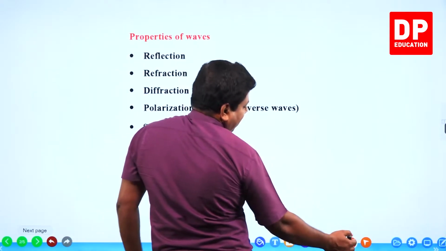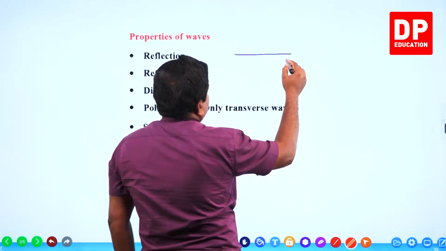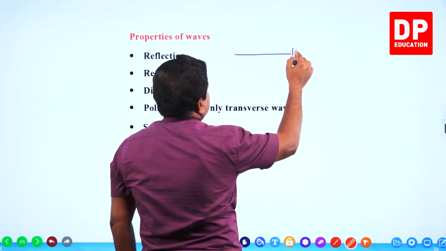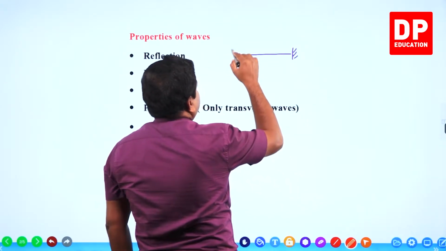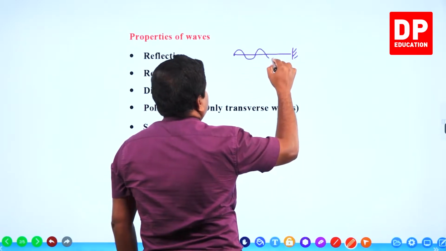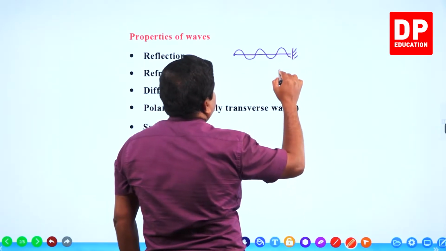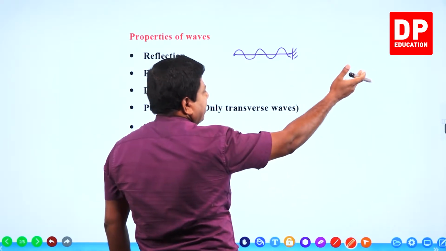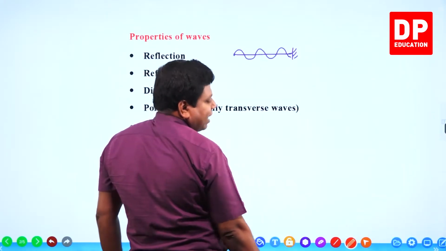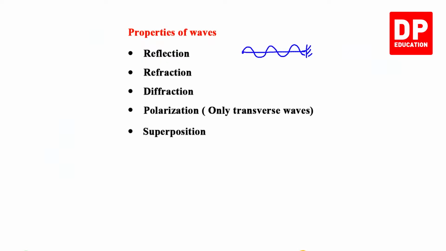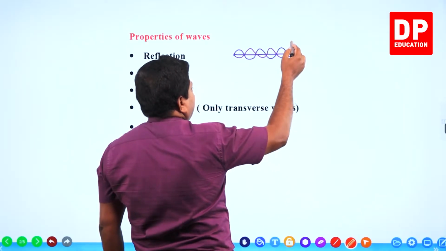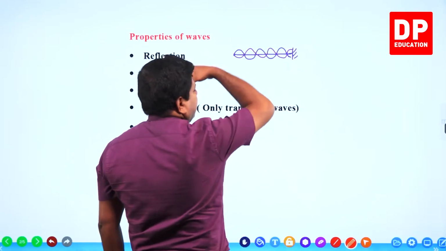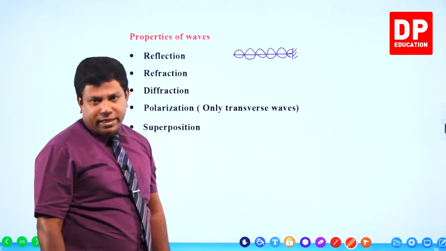For example, look at this reflection. I will show you. Let's say you have a string like this which is connected to a wall, and then you are vibrating at this point. Then a wave will travel like this. This wave, when it reaches this end, now that's the end of its medium, it can't go further. Then it will return, it will get reflected. So what will happen? You will see a returning wave also like this. Because it reached the end of the medium, it returns backwards. That's what we call reflection.